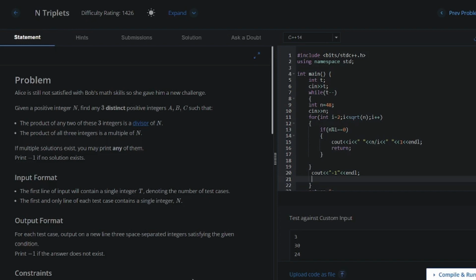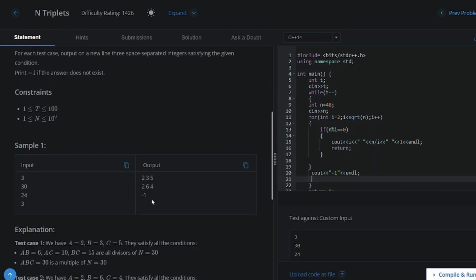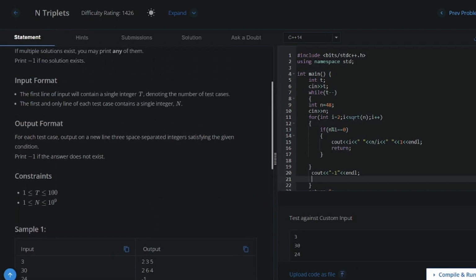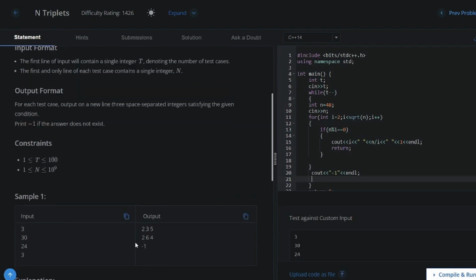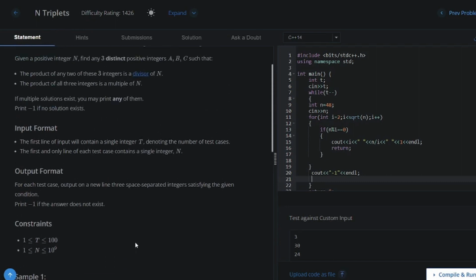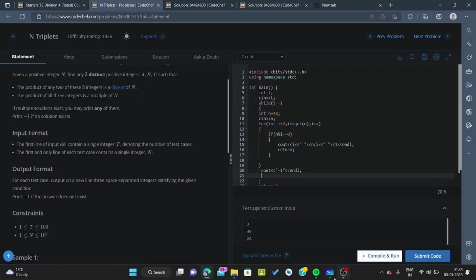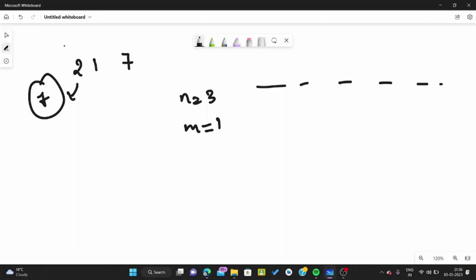So we have seen the input format of this question. We only have to take input of n, that is our number, and we need to output three integers which are the divisors of n. So let's see how we can do this question.